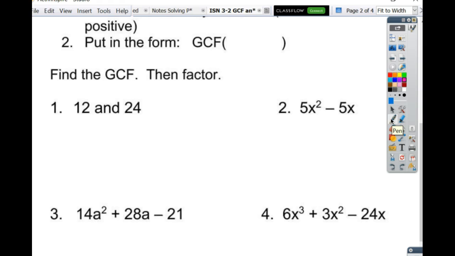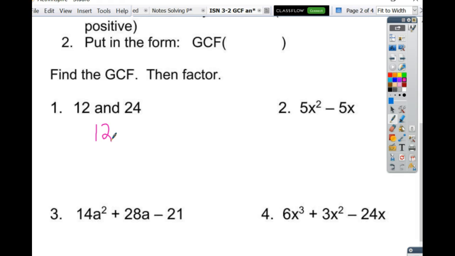All right. So first of all, 12 and 24. What's the greatest common factor? Why isn't it 24? Because inevitably you're going to say 24. Right. 24 is too big. It doesn't fit in the 12, right? So the greatest common factor here is 12.